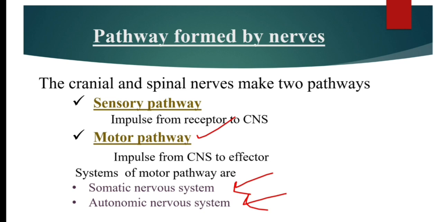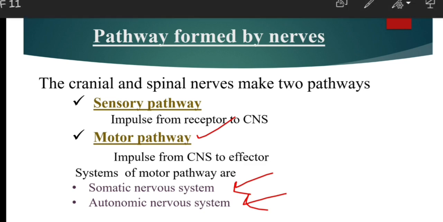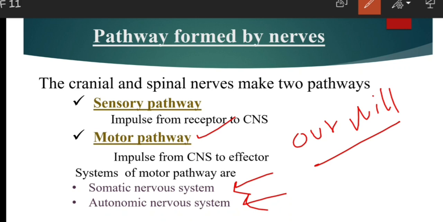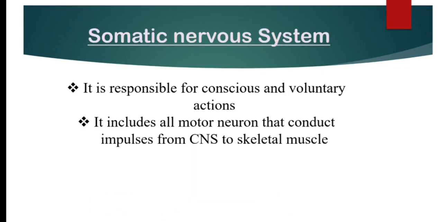Somatic nervous system. It is responsible for conscious and voluntary action. Voluntary action, these actions are under the control of our will. It includes all of the motor neurons that conduct impulses from central nervous system to skeletal muscles. Skeletal muscles are responsible for the movement of bones because these muscles are present on the bones.